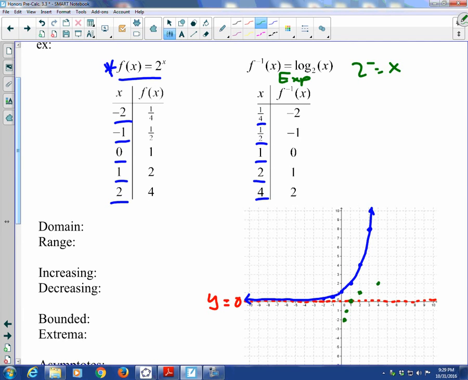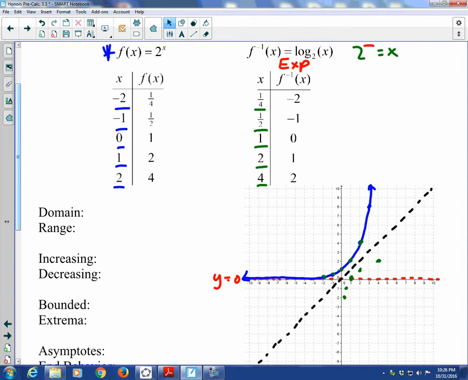And we're clearly seeing those ordered pairs reflected across that diagonal line, x equals y. Looking something like this.